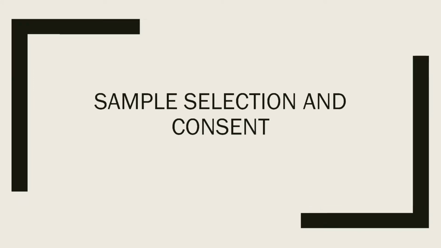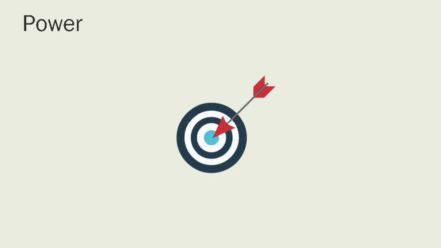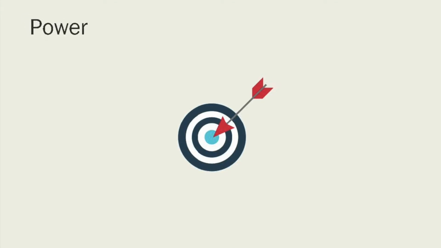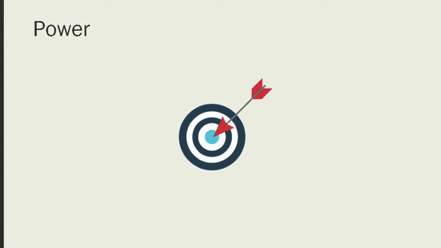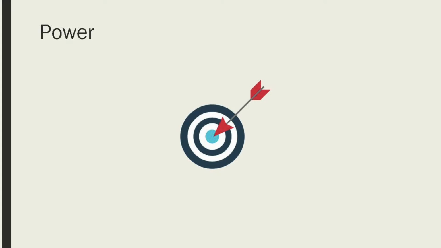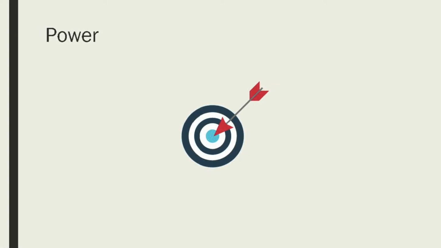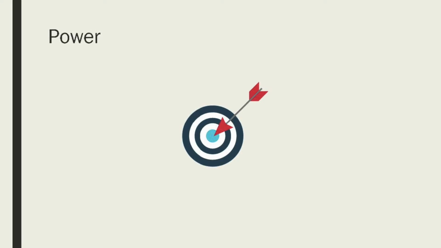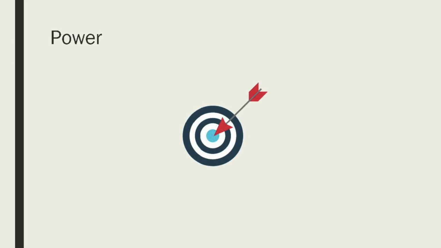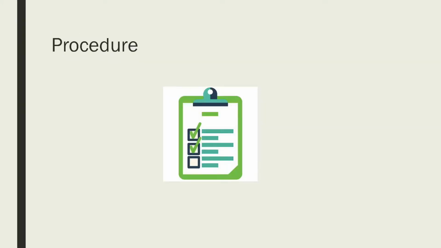Next, we'll explore sample selection and informed consent. Determining power. Power is the probability of rejecting the null hypothesis when the alternative hypothesis is true. It measures the ability of a test to reject the null hypothesis when it should be rejected. The minimum accepted level is considered to be 80%, which means there is an 8 in 10 chance of detecting a difference of the specified effect size.